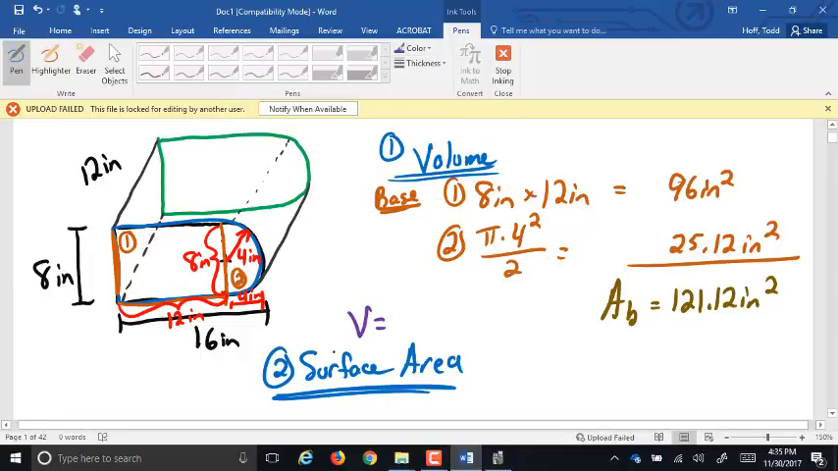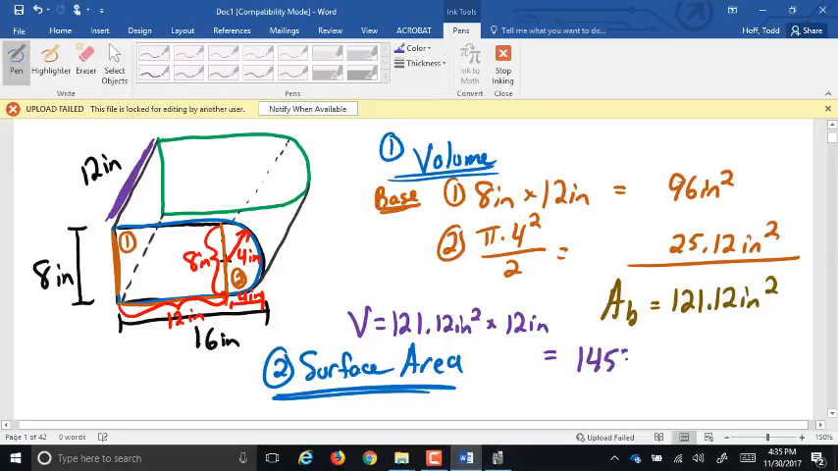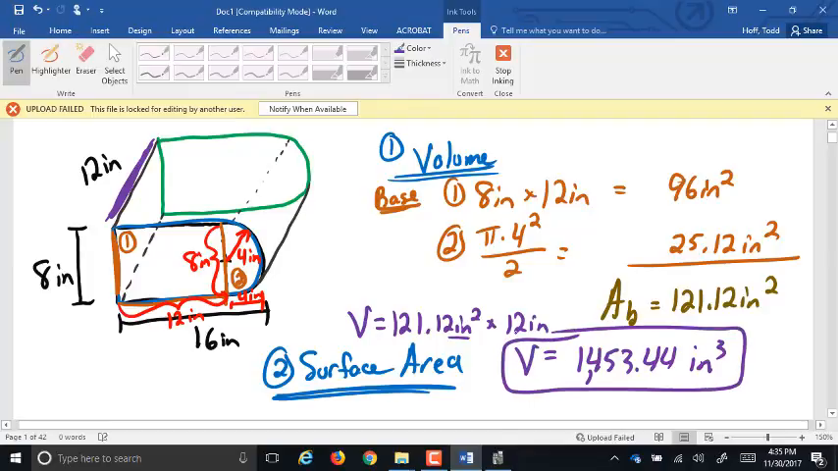That makes the volume the area of the base, 121.12 inches squared, times the height. Remember, the height is just the distance between bases, which is that 12 inches. Multiply that out is 1,453.44. And that is inches squared times inches, which is inches cubed. That's my volume. Now, for the surface, any questions on the volume?